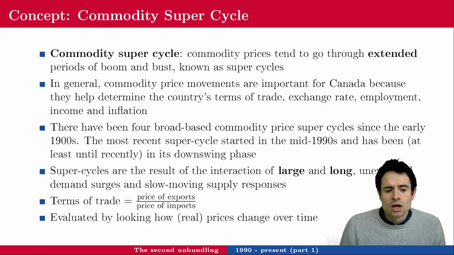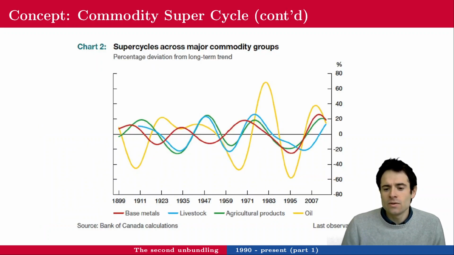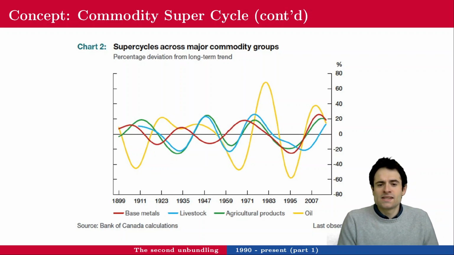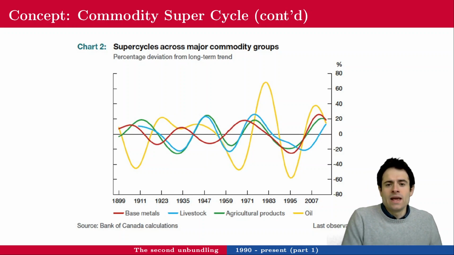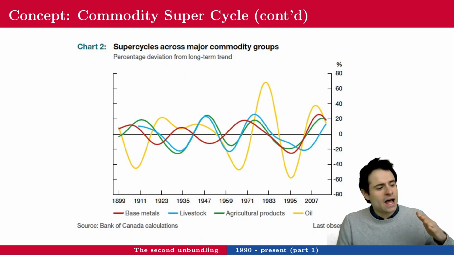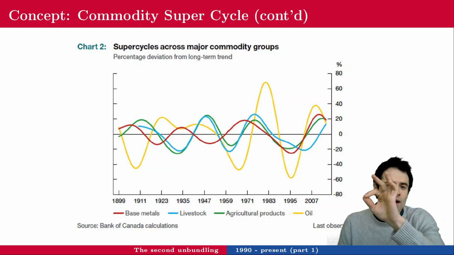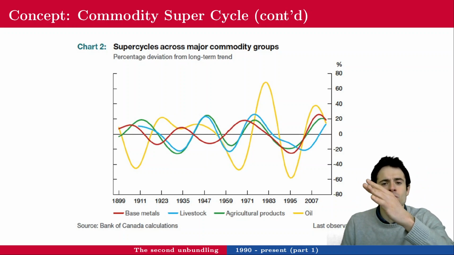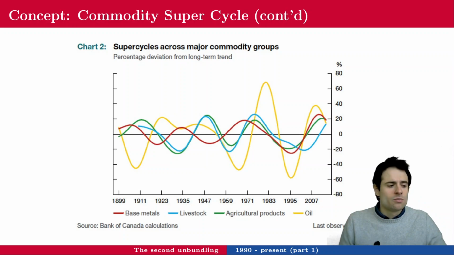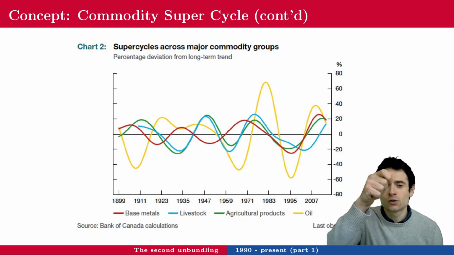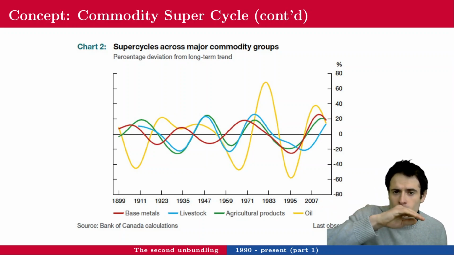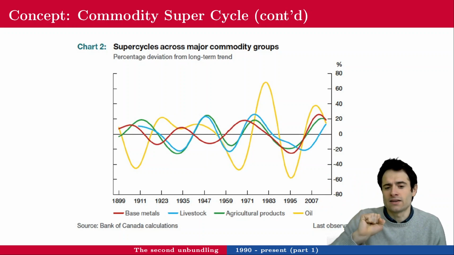So we can look at commodity supercycles and terms of trade by looking at how real prices change over time. Here's a graph with supercycles for four different types of goods. We look at their prices over time, and then we make a trend. Think about the trend as just a line that goes through a bunch of points over time. Overall it seems to be increasing or decreasing. We say overall because from one year to another, sometimes you could have a sudden increase or decrease. You could have shocks. But the trend seems to go upwards, downwards, or flat.